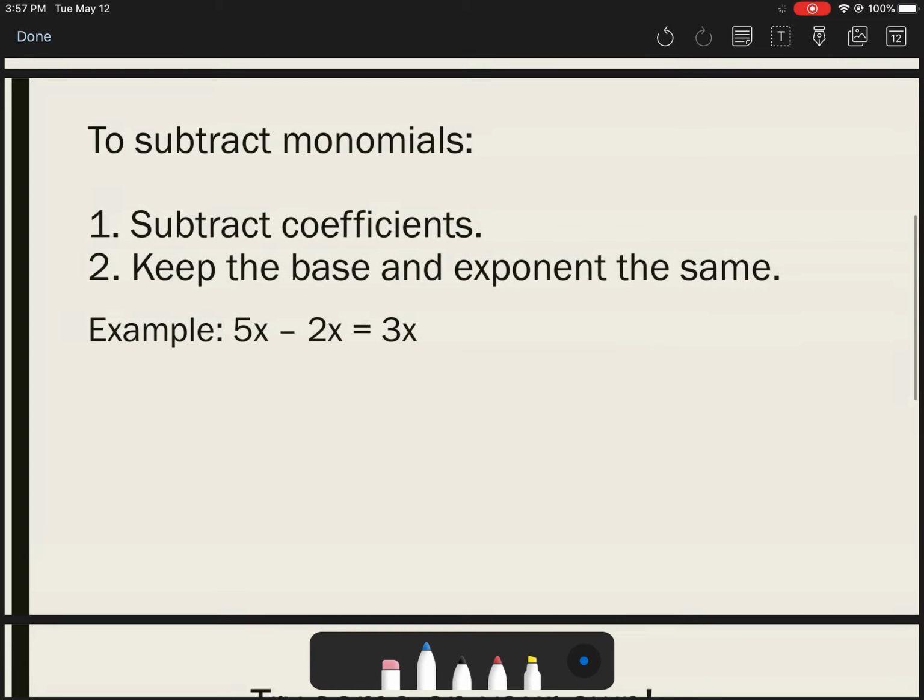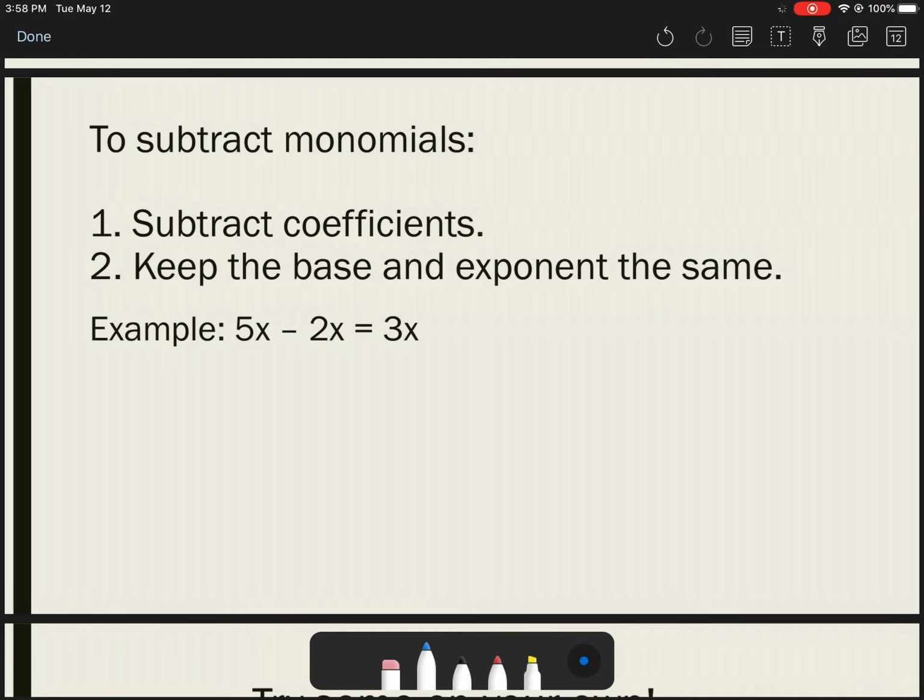So let's take a quick look at the rules. It says to subtract monomials, first step is to subtract the coefficients. Step number 2, keep the base and the exponent the same. So notice here the base is x. The exponent on each of these, even though we don't see it, there's a 1. And that stays the same over here. Okay, that doesn't change.